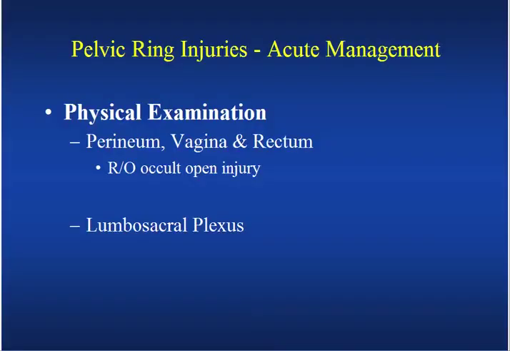For the physical examination, you want to remember also to examine the perineum, the vagina, and the rectum with these injuries to rule out the presence of an occult open injury, because we know that open pelvic fractures are associated with a dramatically worse prognosis. It's very important that those be recognized and the soft tissue component of the injury be managed very aggressively. Also, a focused neurologic exam is very important to rule out lumbosacral plexus injury.